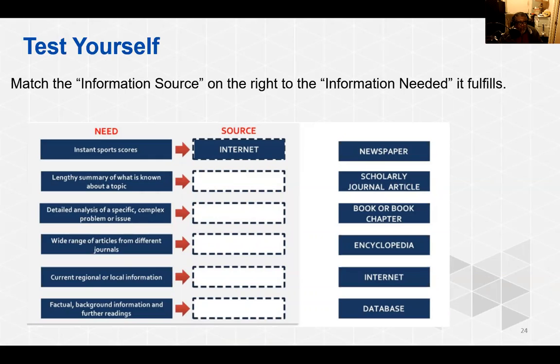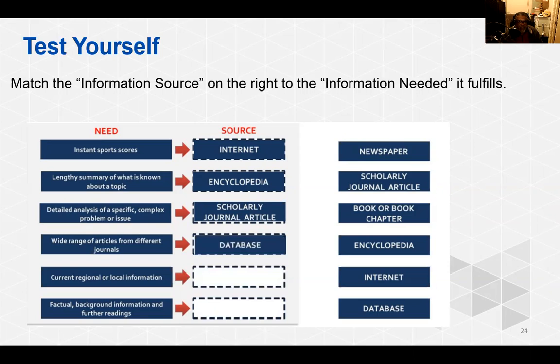Lengthy summaries of what is known about a topic. Well, out of the listing, your best chance to find it is in an encyclopedia set. Detailed analysis of a specific complex problem or issue. You're going to find that probably in your scholarly journal. All right, so a wide range of articles from different journals. Hmm, a wide range. I think that might be the database.